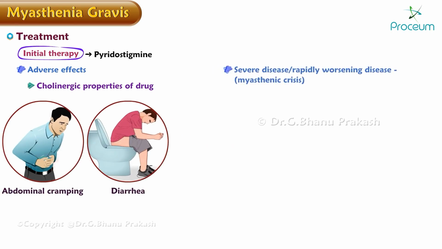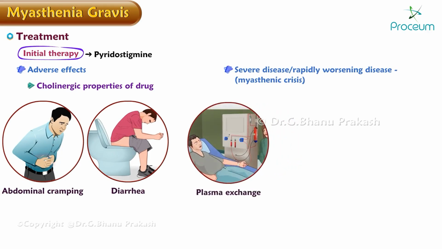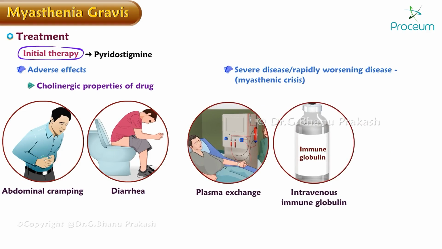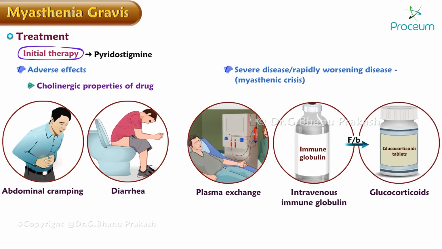Patients with severe disease or rapidly worsening disease should be treated much like those in myasthenic crisis using rapid therapies, that is plasma exchange or intravenous immune globulin, followed by glucocorticoids and other immunotherapies.